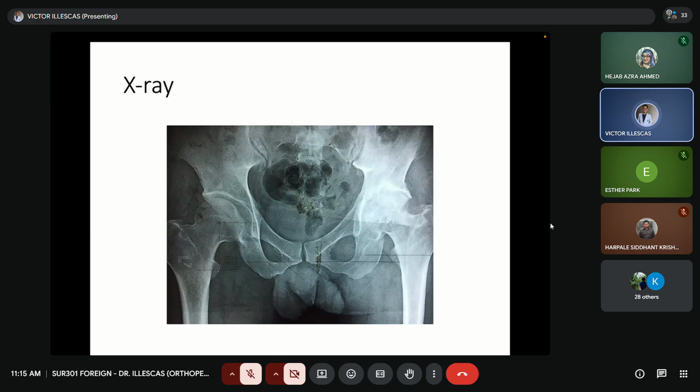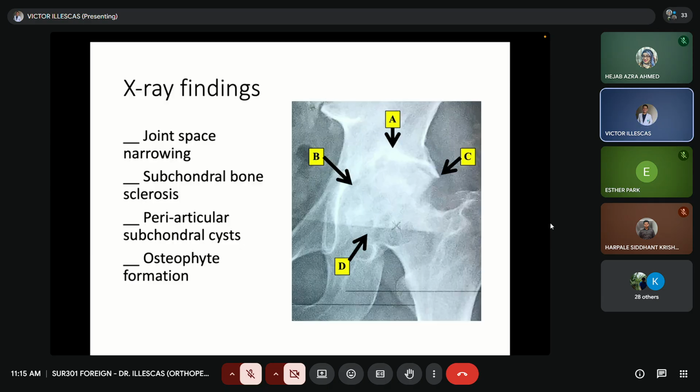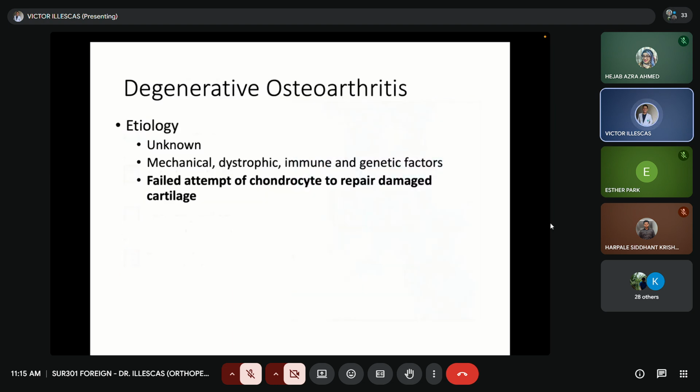This is the X-ray of the patient. You notice the left hip compared to the right. And this is the side view and the frog leg view of the hip. You see that there is joint space narrowing. There is subchondral bone sclerosis. You see the subchondral cyst as well as osteophyte formation. So what could be the diagnosis?